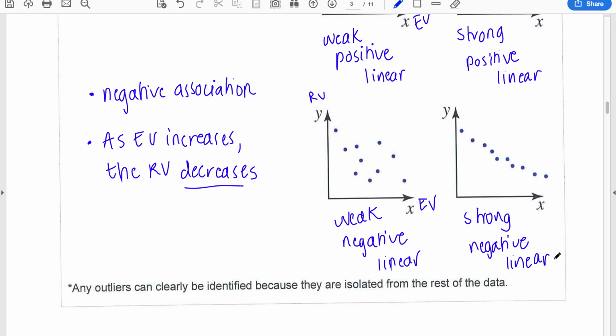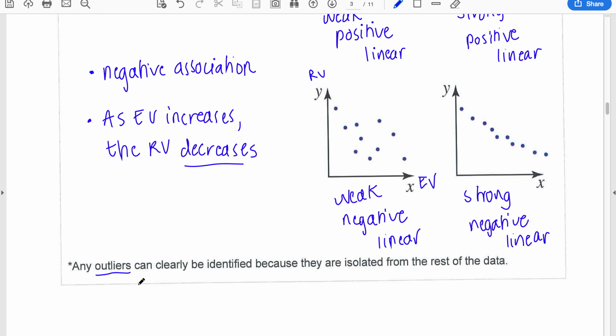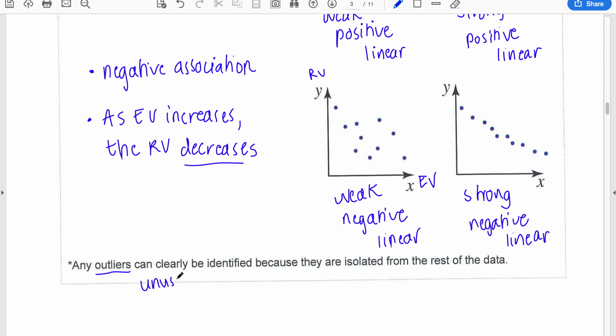The last thing that I'll mention is outliers. Outliers are values that are unusual. Or another word that you might use is atypical, so not typical. They can be identified from a scatter plot because they'll be dots that are sort of isolated. So they're really far away from the rest of the data. They're bucking the trend.